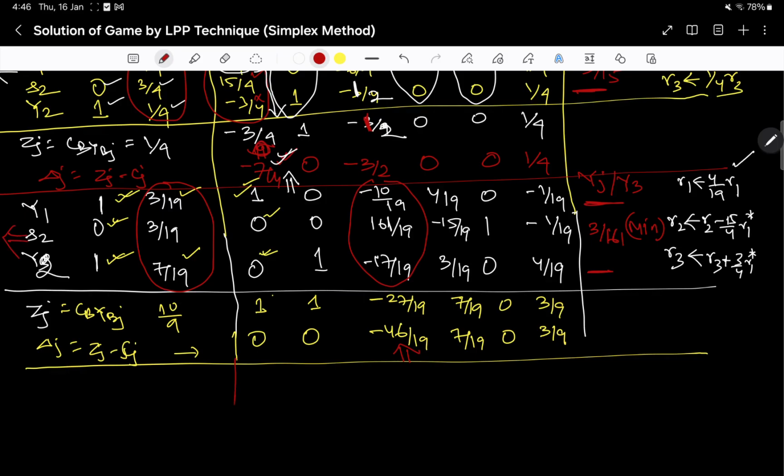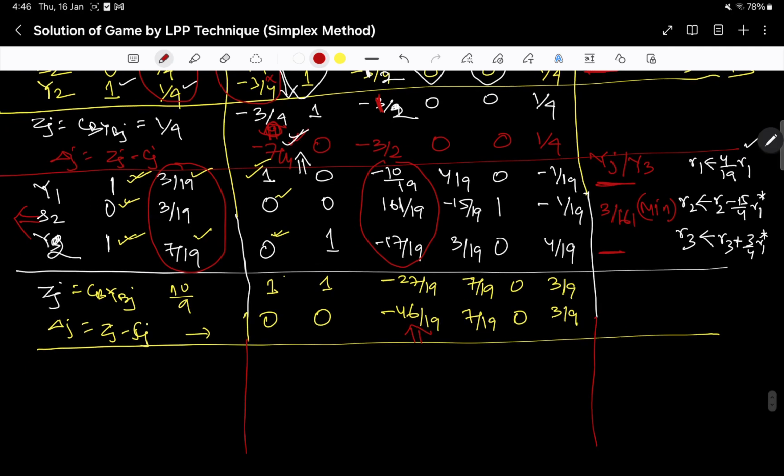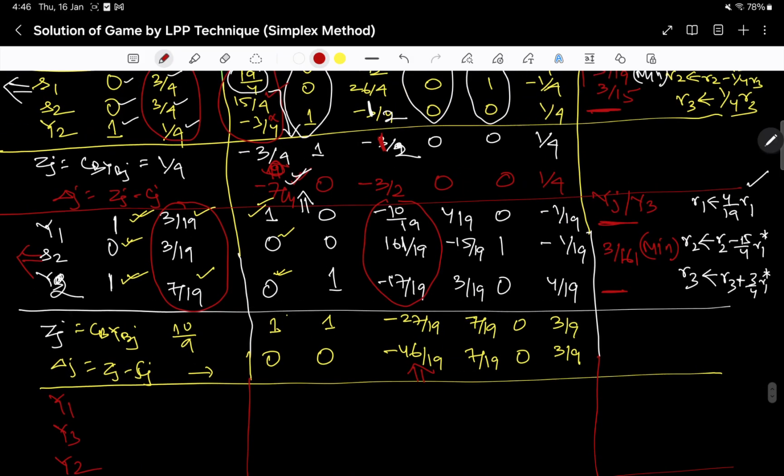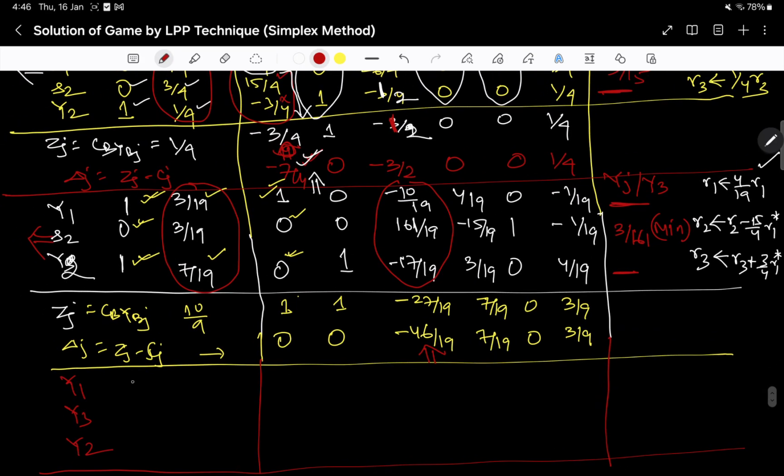So this S2 will be replaced here. Now since S2 will be replaced, here Y1 is Y1, here S2 is replaced by Y3, and here Y2 is Y2. Okay, so since these are in the base, I must write the coefficient of CB here, 1 1 1. Since Y1 is here, it must be 1 0 and 0 after calculation. Y3 is here, so it must be 0 1 and 0, the intersection of Y3 and Y3. Y2 is here, so it should be 0 0 and 1. Okay, so this is the calculation.